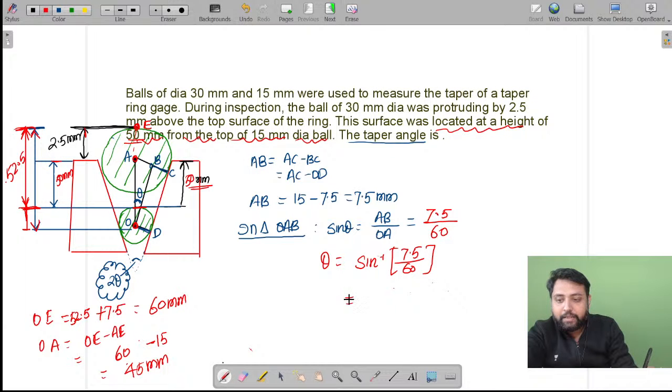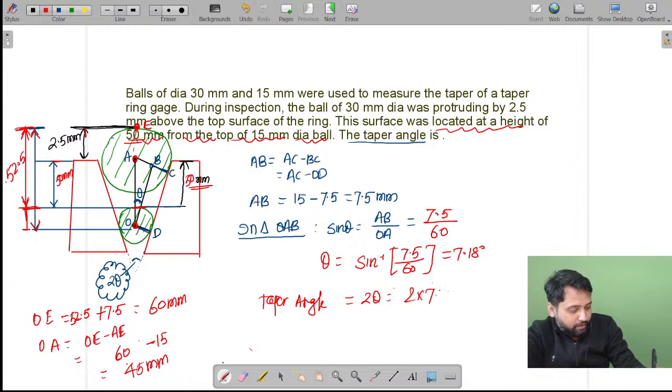And how much exactly is that, dear students? I'll calculate it for you. This will become 7.18 degree. So taper angle will be equal to 2 theta. Means 2 times 7.1 degree. Whatever you get will be the answer. Chalo. Next question.